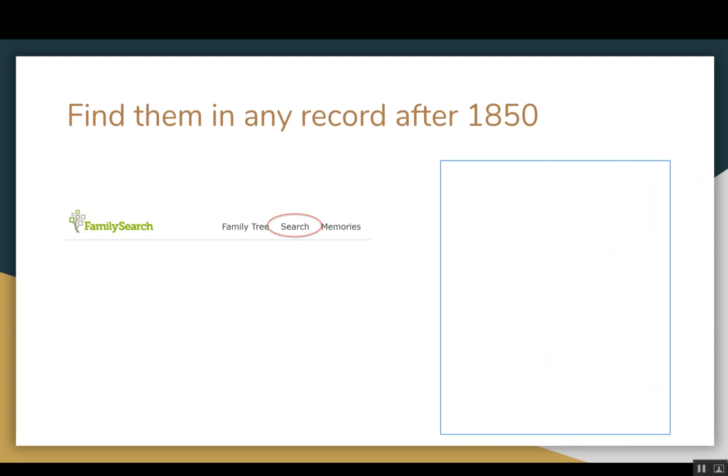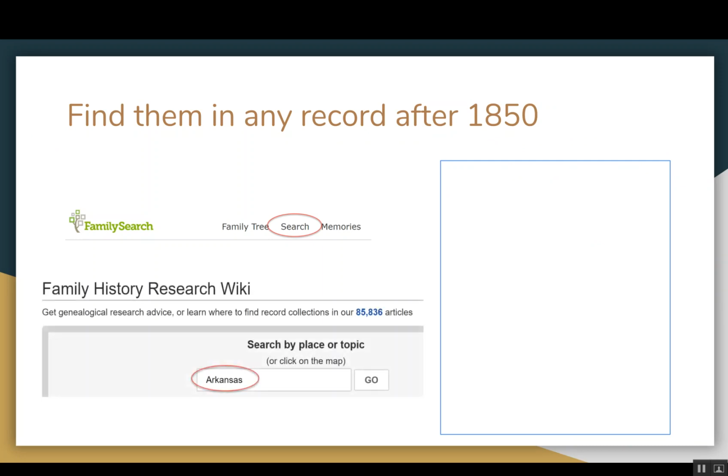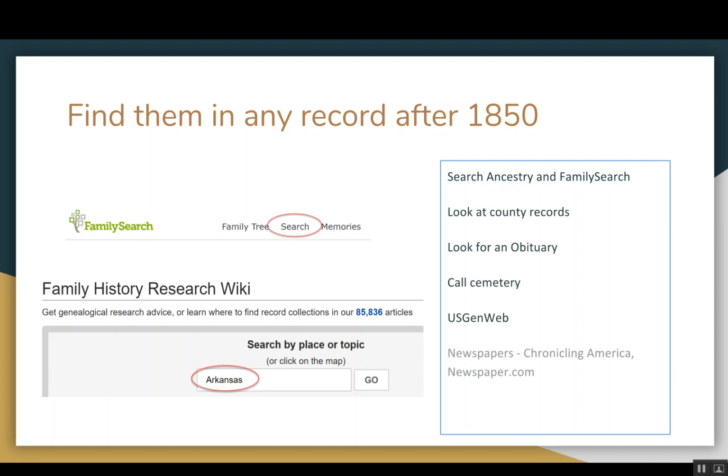So we found him on the census records, and now what you want to do is find him in any record after 1850 that you can. One place that you can look is the FamilySearch Wiki. Look and see if they have any suggestions for finding records. I would search Ancestry and FamilySearch. Look at county records. Look for an obituary. You could call the cemetery. Look at USGenWeb. I love that website. You could also try to find a newspaper.